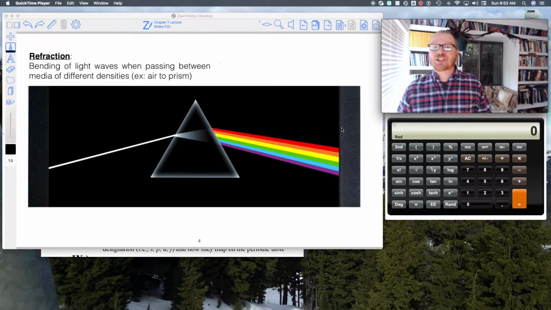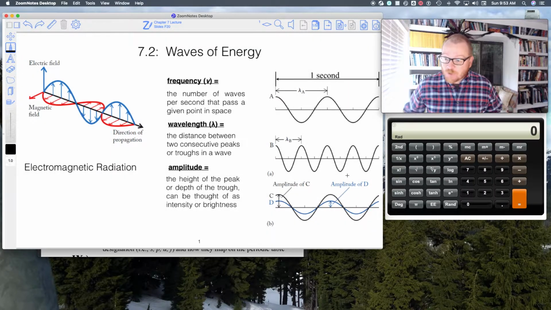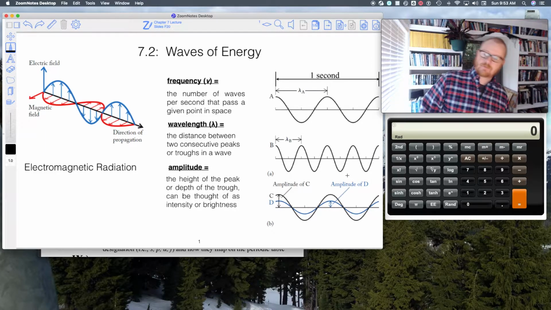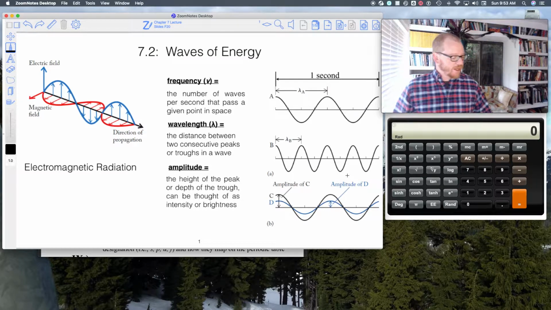So we're getting into this chapter 7 stuff on light, which is very cool stuff. This is one of my favorite subjects, okay? Let's get it going, folks. Oh man, I could listen to this all day. Okay, so we're getting to this chapter 7.